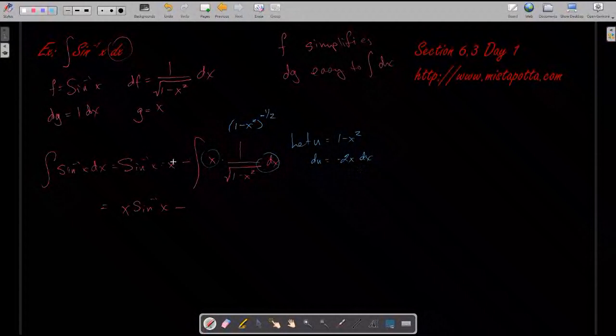So negative x dx is really 1/2 du. And so this integral really becomes plus the integral of 1/2 u to the negative 1/2 du.